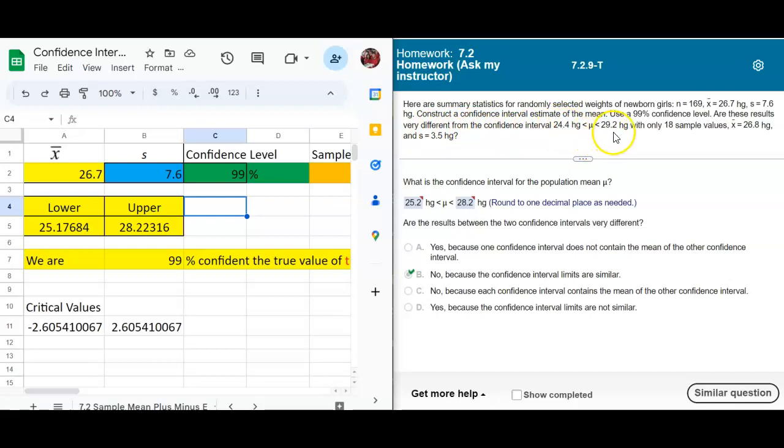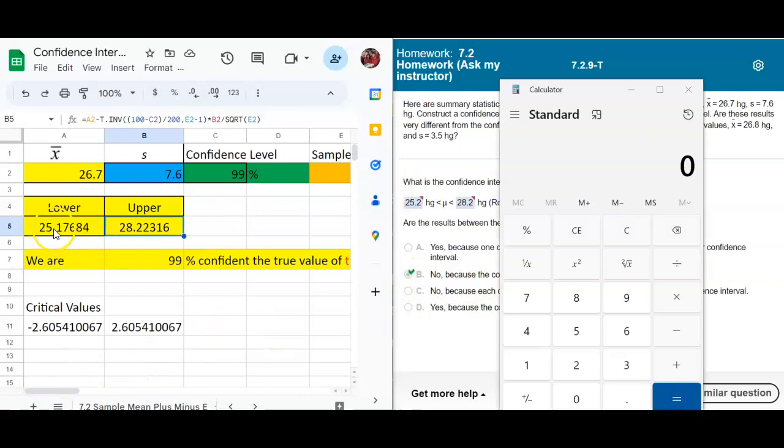So it is not dramatically different. 24.4, 25.1, 28.2, 29.2. You could do a percent difference calculation there and see that they're not more than 5% away from one another. So that's why that is your choice. The confidence interval limits are similar to each other.